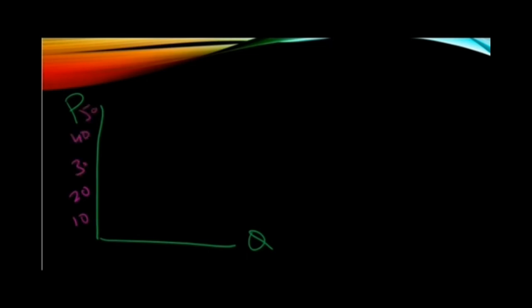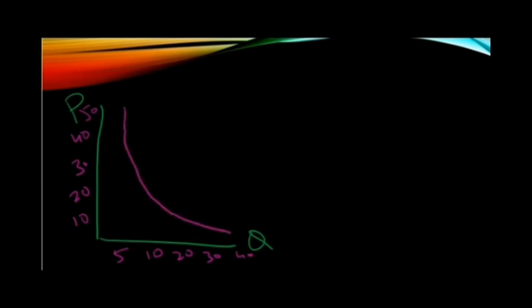Let's take an x-axis and y-axis. Let's take x-axis as quantity and y-axis as price, and let's say the price ranges from 10, 20, 30, 40, 50 rupees, and the quantity demanded is 5, 10, 20, 30, 40. So let's say the demand curve looks like this.